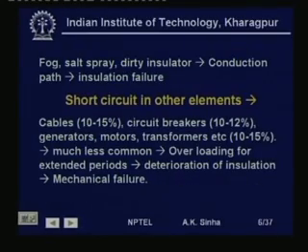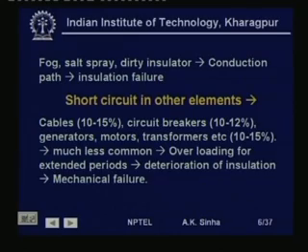Pollution like fog, salt spray, and dirty insulators also leads to short circuit, because these create a conducting path over the insulation surface, and thereby the high voltage of the line and the tower which is grounded get a conducting path, and thereby an arc gets established between them, and this causes the short circuit or an arcing fault.